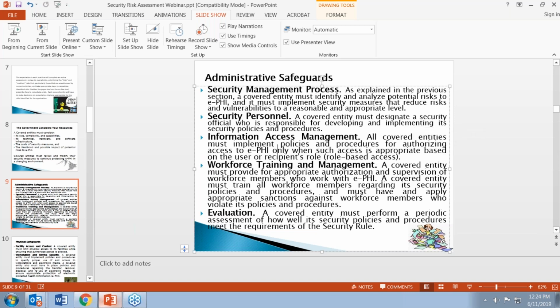Administrative safeguards include workforce training and management. A covered entity must provide for appropriate authorization and supervision of workforce members who will work with electronic protected health information. So we need to train and manage our employees appropriately, and we need to sanction workforce members who violate policies and procedures. Now, that's not punishing someone for making a mistake.